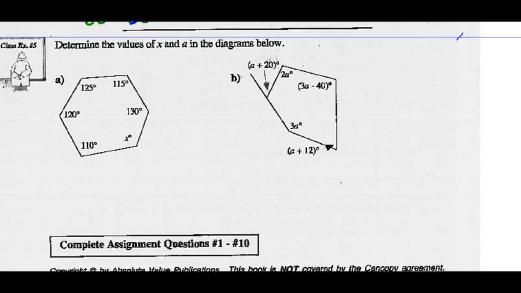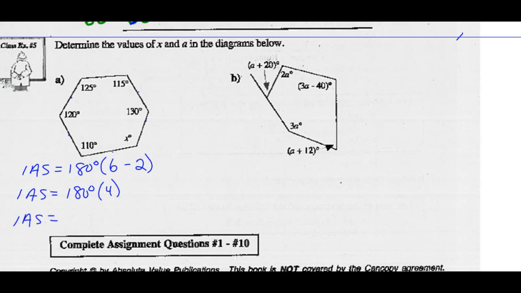Example 5. Determine the values of x and a in the diagrams below. So I see that we have a 1, 2, 3, 4, 5, 6-sided figure. So the interior angle sum of a 6-sided figure is 180 degrees times n minus 2. Well, there are 6 sides, so n becomes 6. So the interior angle sum of this shape is 180 times 4. So the interior angle sum is 720 degrees.